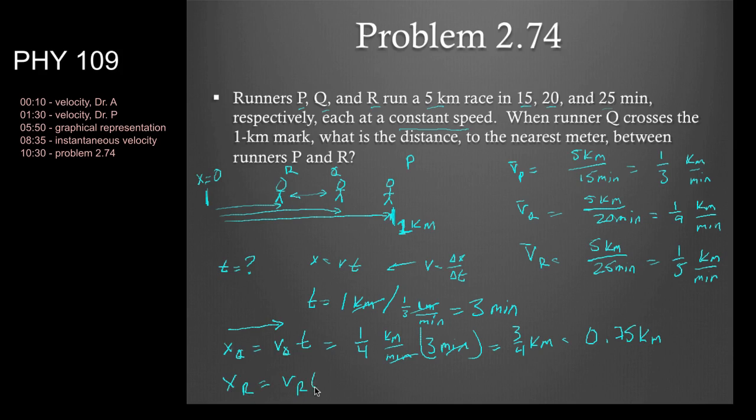And we can work out the same thing for R. So VR times T is going to be 1/5 kilometers per minute times the same 3 minutes. We want to know his position at that same time. So we end up with 3/5 kilometer, which gives me 0.60 kilometers. So then these are the displacements of Q and R when P is at 1 kilometer. So then what is the distance between them? We just subtract these two, and we're going to end up with 0.15 kilometers.